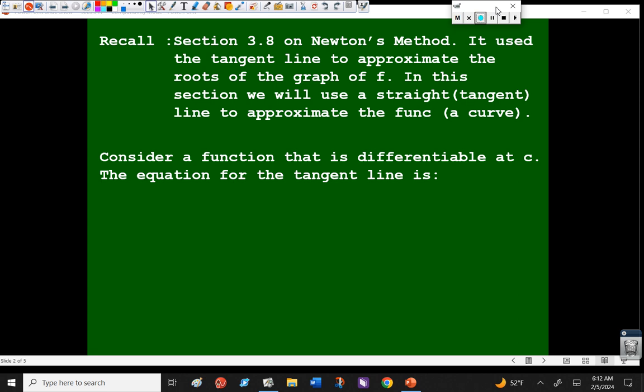So consider the function that is differentiable at c. The equation for the tangent line is the following. And you already know this. You've seen this over and over again. That y is going to equal f at c plus f prime at c times x minus c. This is just the point slope form solved for y.